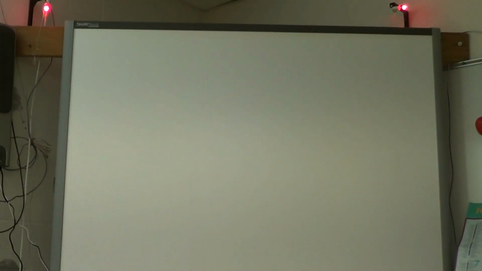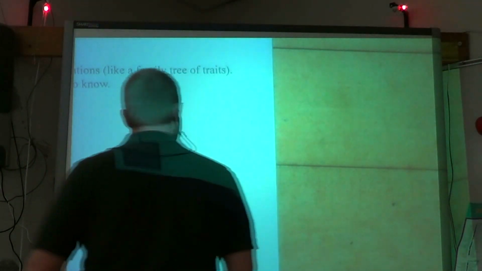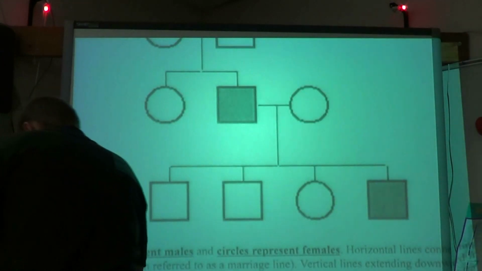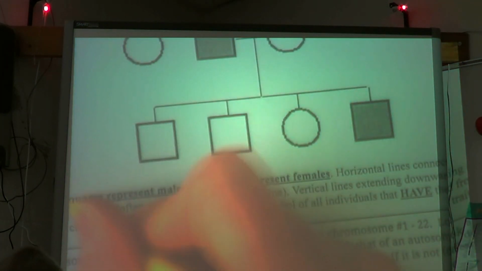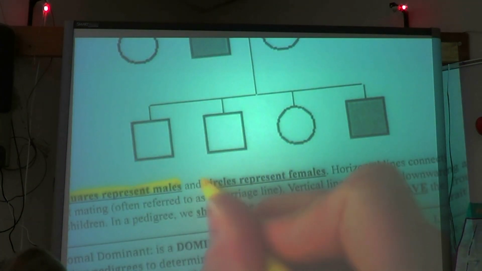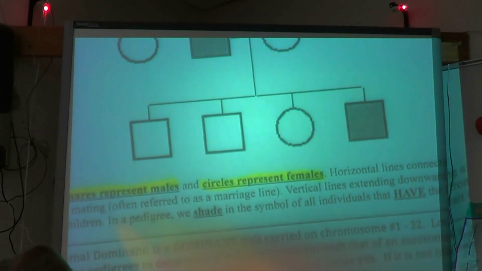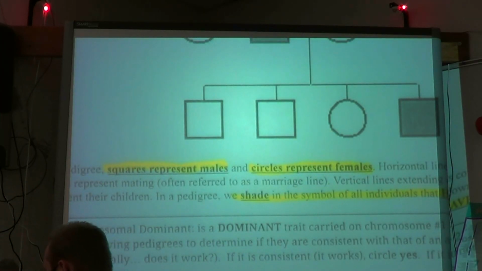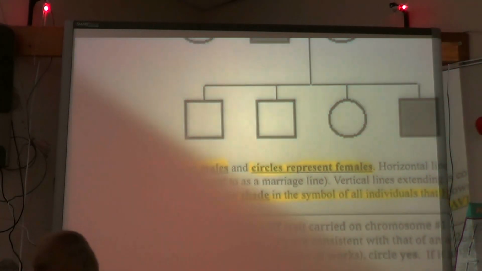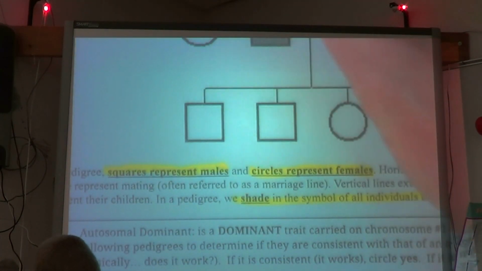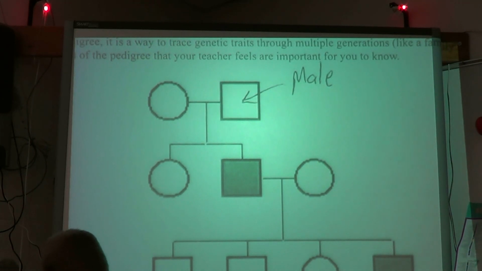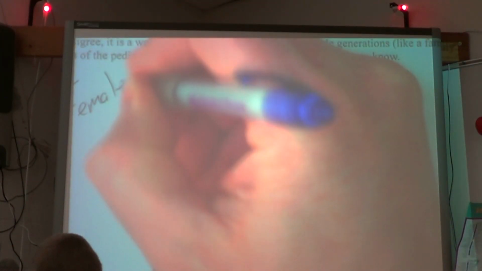So a pedigree is kind of like a family tree. It's just a family tree that shows traits. What traits depends upon what we're looking at. There are some important things down here: squares are males, circles are females, and shaded have the trait in question. But I want to add some information to this, just so we have a background. Squares represent males, circles represent females.